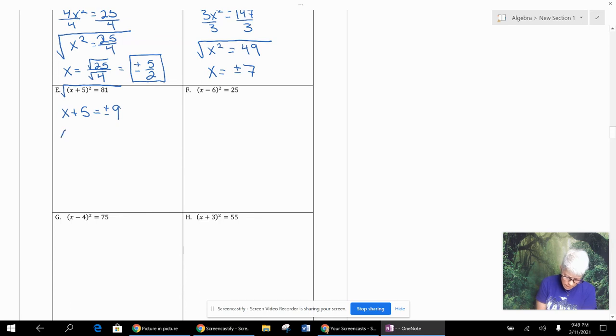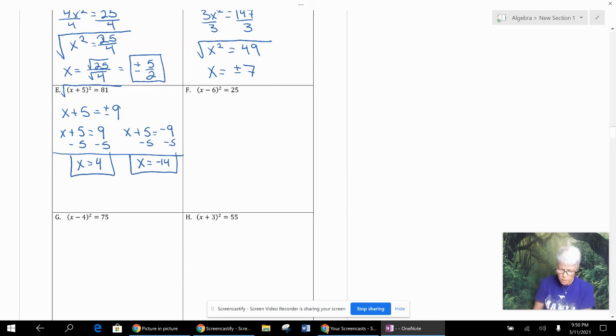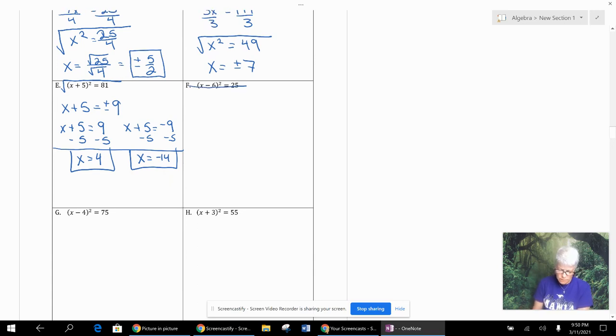Normally I would subtract 5 from both sides, and I'm going to do that. But I'm going to break this into two different equations. X plus 5 equals 9, and x plus 5 equals negative 9. So minus 5 from each side. X is 4 and x is negative 14. And here we have our two solutions to this problem. I don't think I need to do it again. Let's save some time on that one.